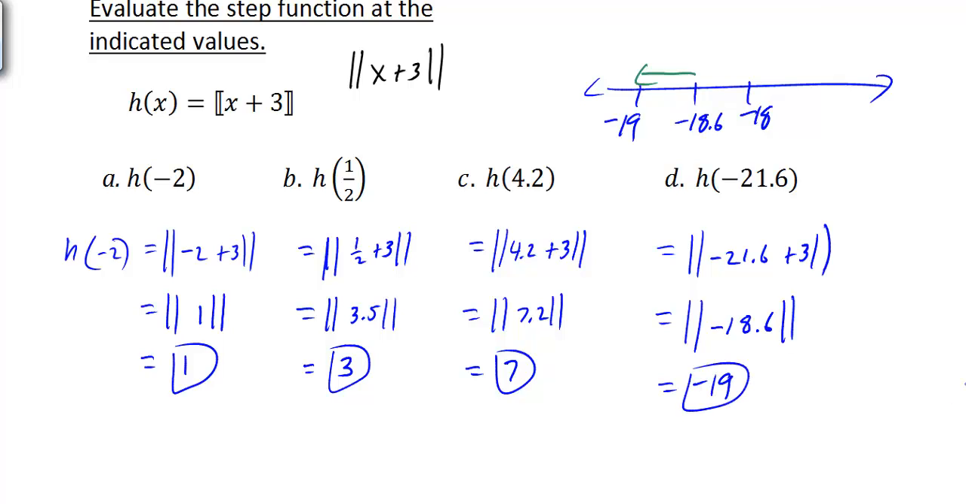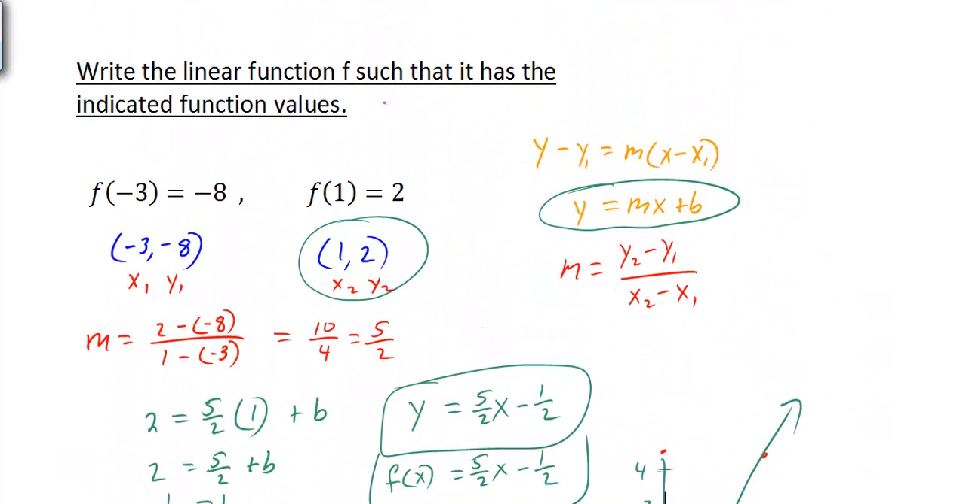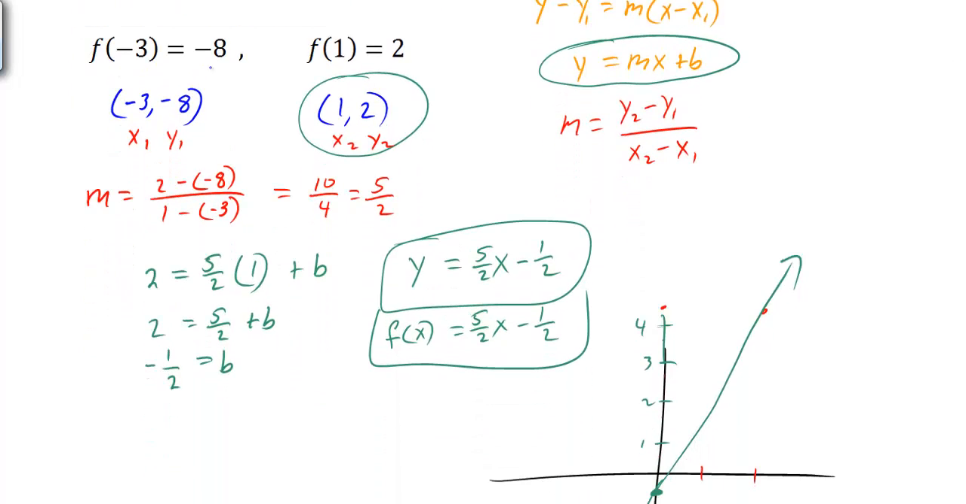All right, so there are some examples of evaluating this greatest integer function or this particular step function, and how we can go about writing the linear function f given the indicated function values. So keep in mind when you have this function type notation, you're really just given the points x and y. F of negative 3 equals negative 8. That just simply means when x is negative 3, y is negative 8. When x is 1, y is 2. So that is the great thing about function notation. It actually gives you the point on that particular graph.